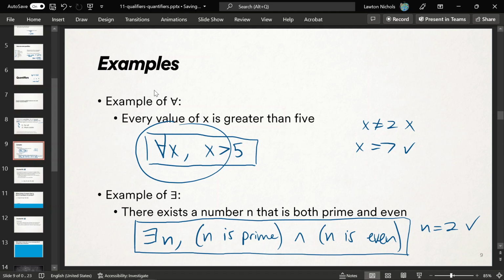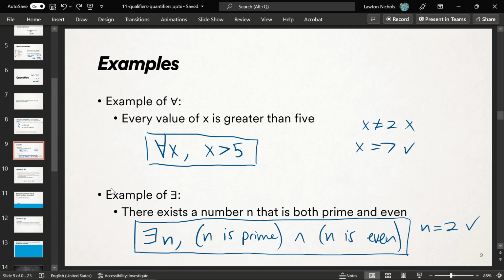That's what exists does. For all kind of says something about every value, right? It could deal with infinity. But there exists just needs one good answer, and then it has been proven. Okay? Any questions about these two examples before we get a bit fancier? All right. Let's keep on trucking then.